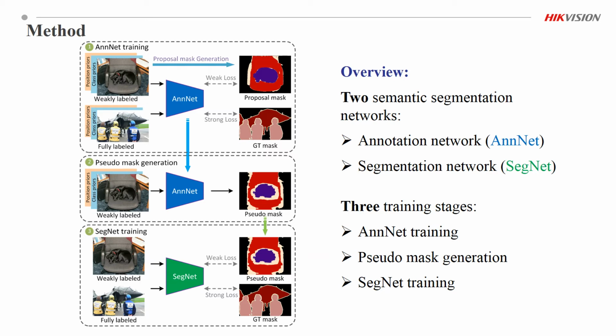We first train the annet using fully labeled images with ground truth masks and weakly labeled images with proposal masks. Then pseudo-masks for weakly labeled images are predicted by the trained annet. Finally, we train the segnet using fully labeled images with ground truth masks and weakly labeled images with pseudo-masks.